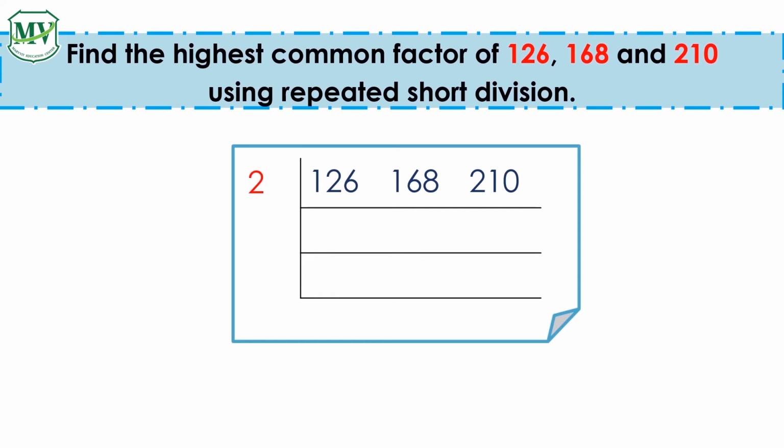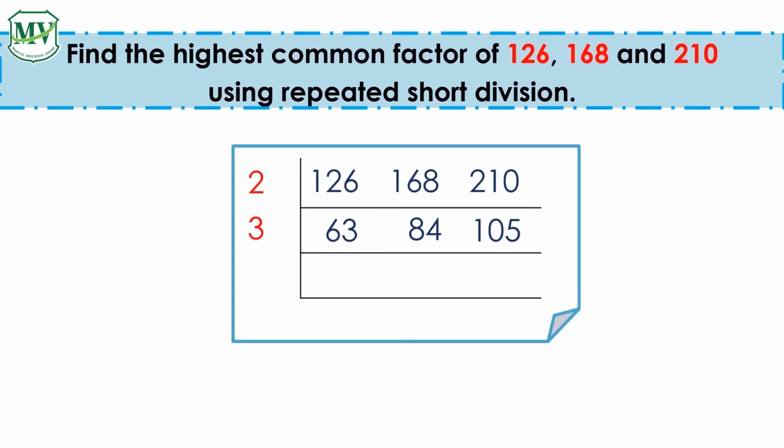So, 126 divided by 2 equals 63. 168 divided by 2 equals 84. 210 divided by 2 equals 105. Now, what prime number can divide 63, 84, and 105? You're correct! 3 can divide 63, 84, and 105.